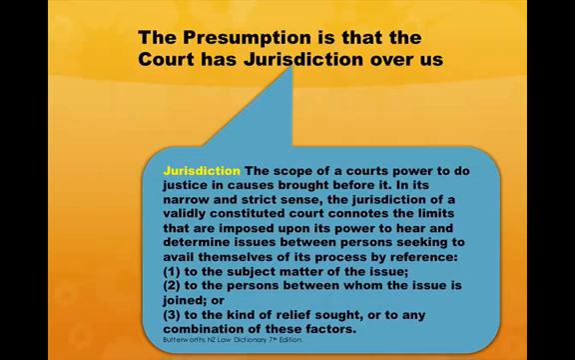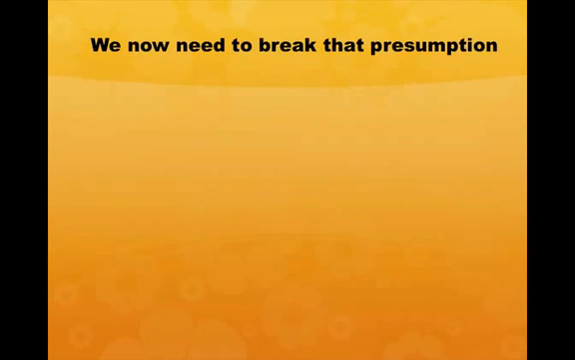Now we'll come back to that in a little while. To the persons between whom the issue is joined. That issue is joined, so there is a joinder there that you need to know, and you need to break that presumption. And to the kind of relief sought, or to any combination of these factors. So we now need to break that presumption. Here in New Zealand, we will do it.